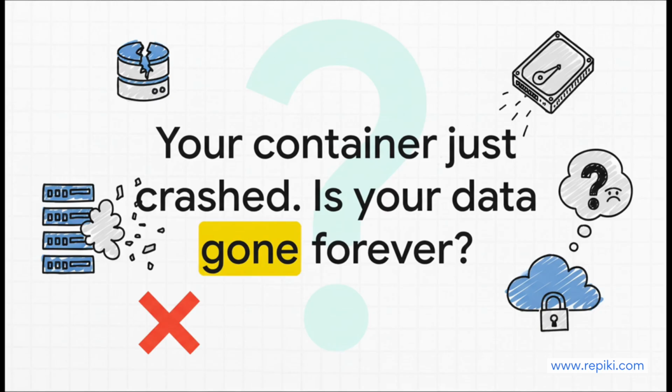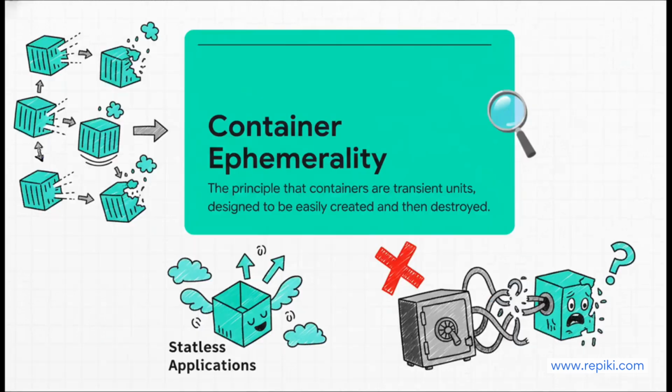This question really gets to the heart of what we're talking about today. Because, by default, without the right strategy in place, the answer is a big, scary yes. See, at its very core, Docker is built on this really powerful idea of, well, ephemerality. Containers are meant to be transient, disposable, totally interchangeable. You spin one up, you tear it down, no big deal. And that's absolutely fantastic for what we call stateless applications. But it creates a huge problem for anything that actually needs to remember stuff.